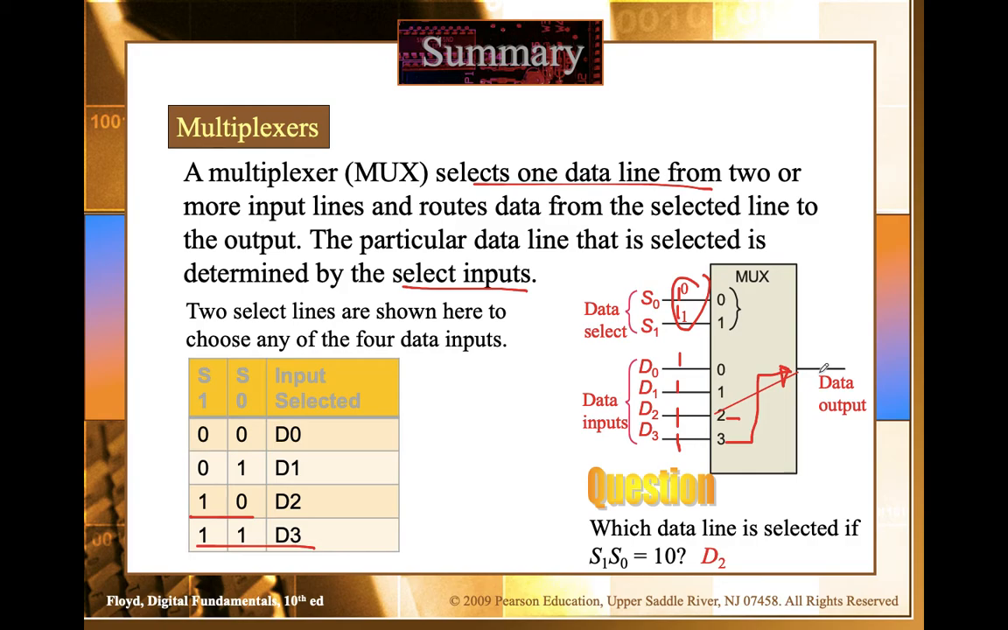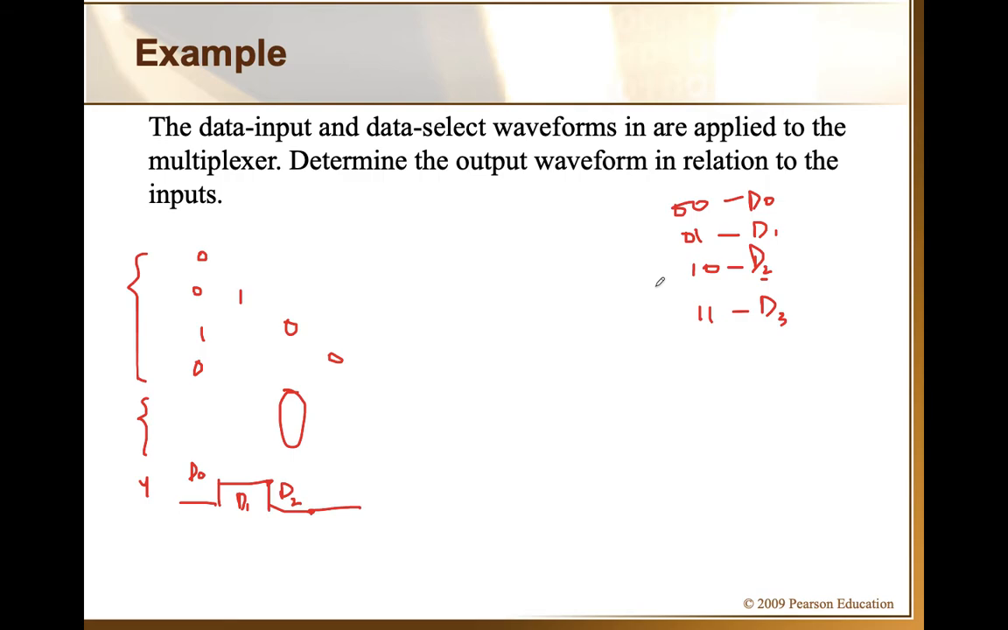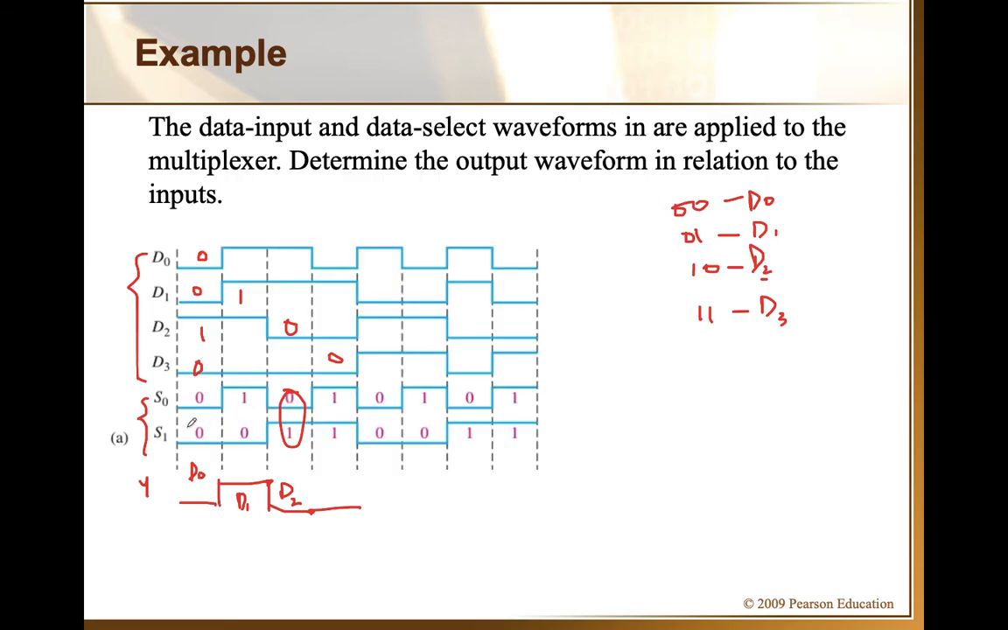Which one should be put on the output line? It depends on the select lines. Which input line is the select line indicating? The select line is telling you 0 0 code, meaning D0 data should be routed to the output. Data on D0 is 0, so that data should be copied on the output.